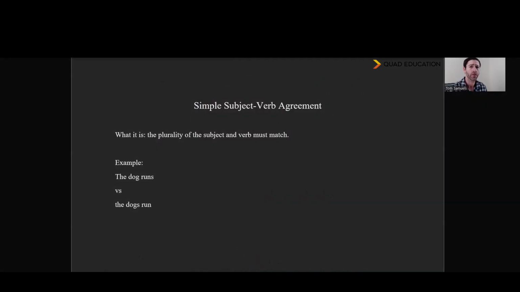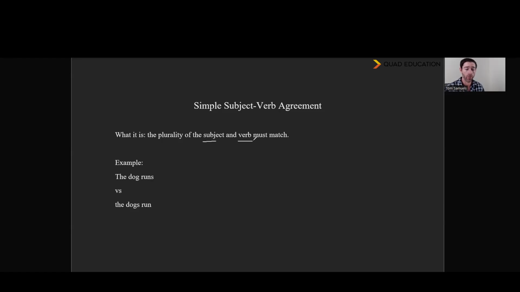First of all, let's define subject-verb agreement. Subject-verb agreement is the requirement in the English language that the plurality of the subject match the plurality of the verb. By plurality, I mean whether a subject or verb is singular, which is to say one of that, or plural, which is multiple. So in the context of a subject, the word she is singular and the word they is plural.